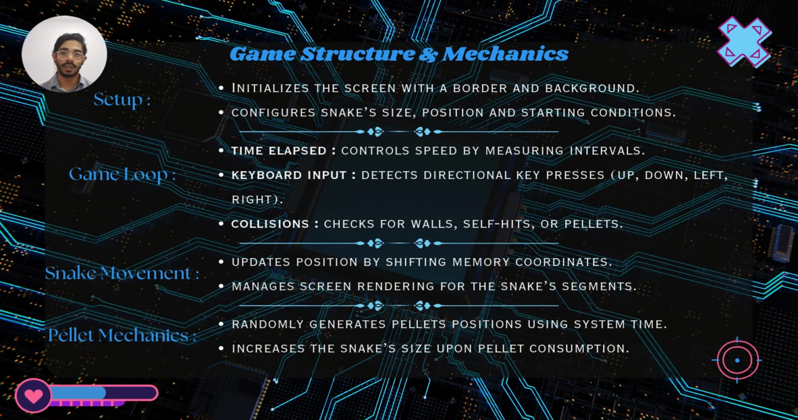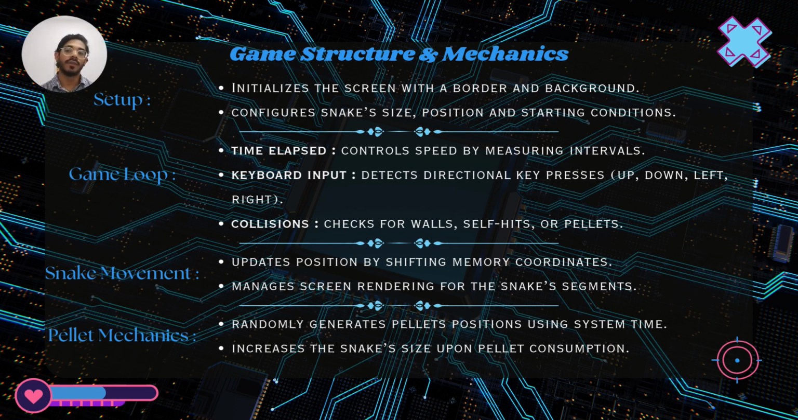Now let's move on to the next part, which is about the game structure. For setup, trap #15 is used to draw graphics like lines and field squares, where the field square is for the snake's body and pellet, as well as lines for the border and also the background.